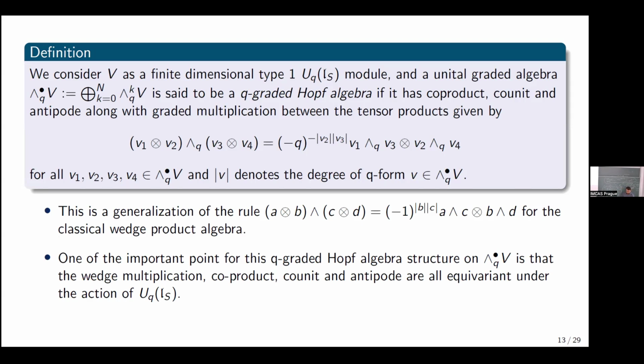What do I mean by this grading? This is the main point of what I mean by grading, not the grading we have at the level of this quantum exterior algebra. Classically, it gives you the Z2 graded picture for the wedge product algebra.